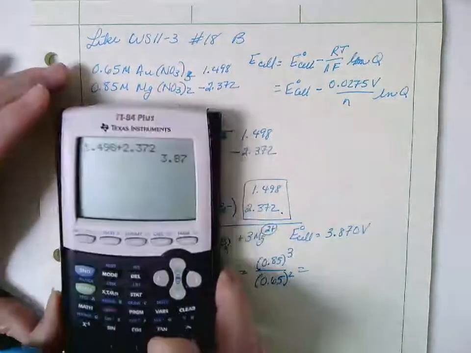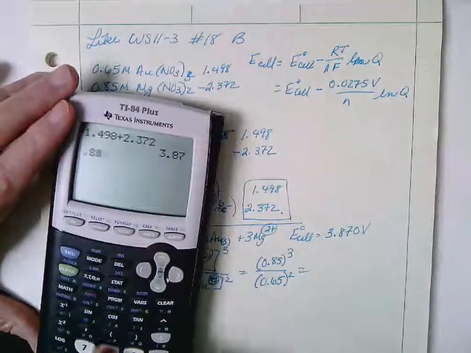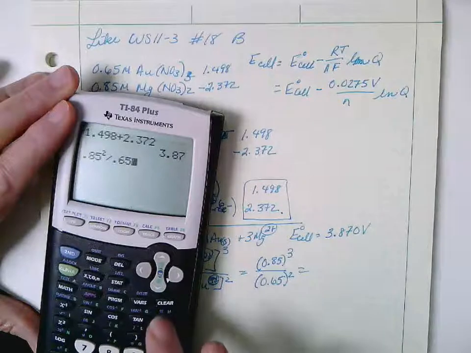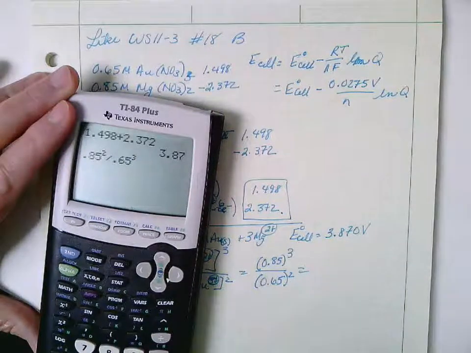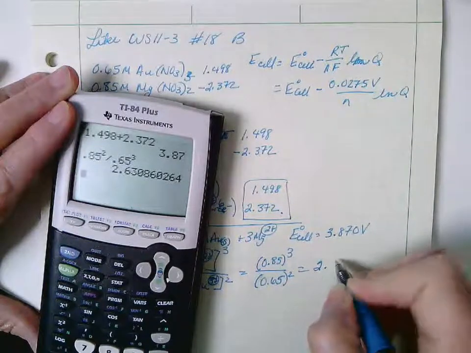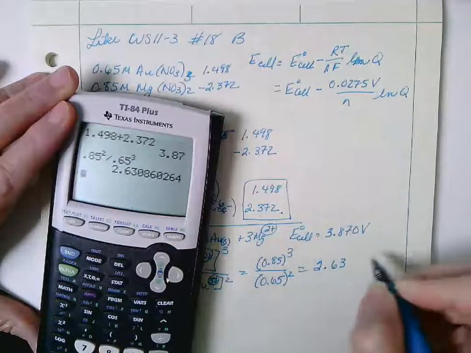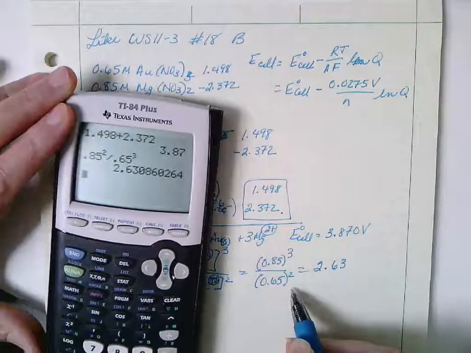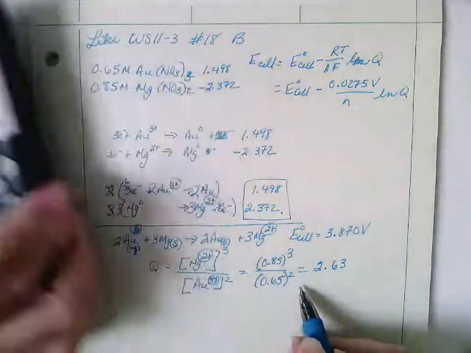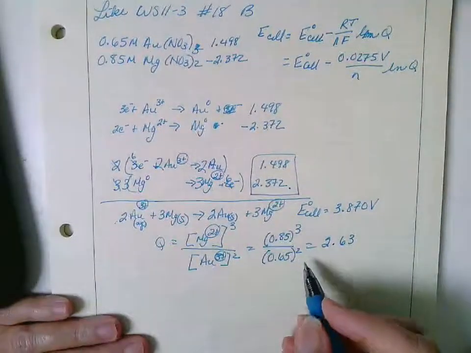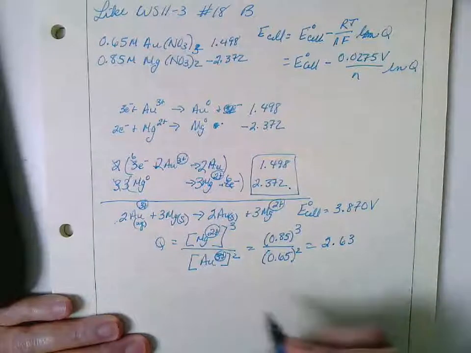And so Q is 0.85 squared divided by 0.65, and then I use a little caret and put in 3 equals. And I get that Q is 2.63. And that's one more significant figure than I have here, which is good, so that when I get to my final answer, it'll be straightforward. So I'm sliding it up a little bit. I think you can still see the equation.